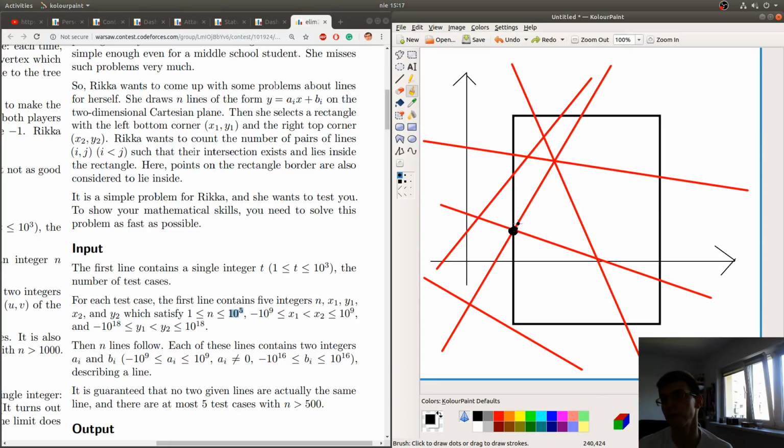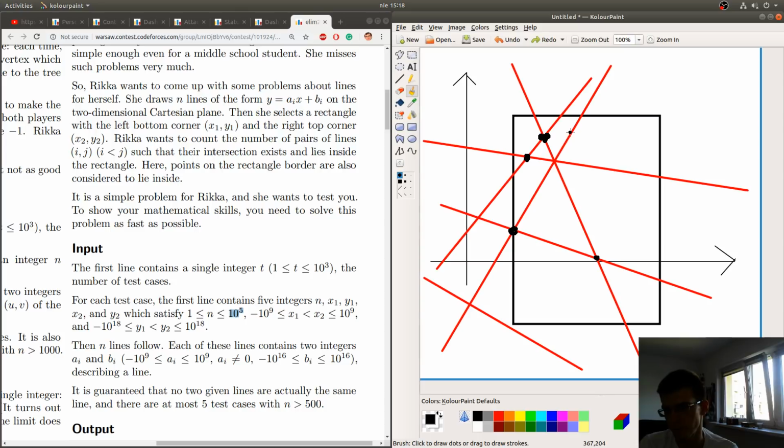We count how many pairs of lines intersect. So here we don't have two lines intersecting, we have just a line intersecting the rectangle. We count pairs of red lines. Here, here, also here. And so we have 1, 2, 3, 4. The answer isn't 5, the answer is slightly bigger than that, because the question isn't about the number of points where lines intersect. The answer is how many pairs of lines intersect inside the rectangle.